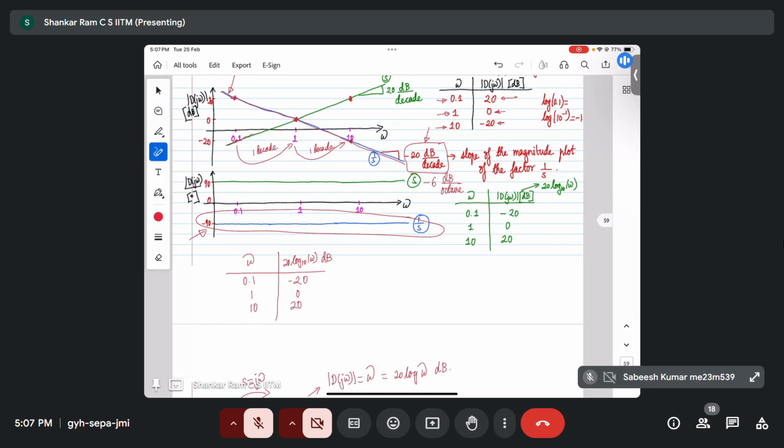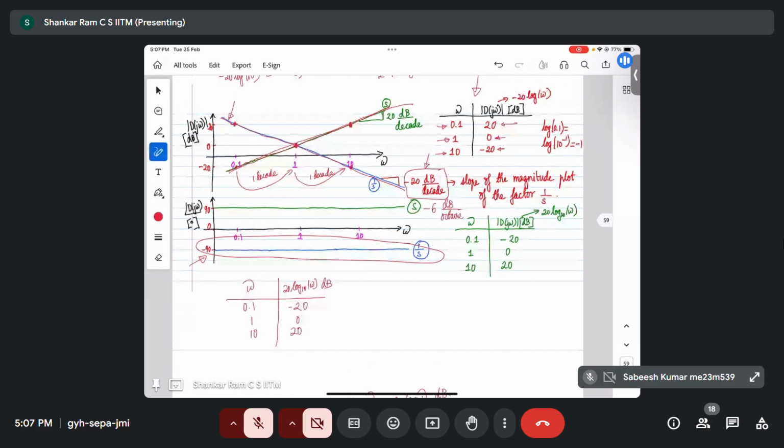Consequently, there is a straight line which can be drawn through all these 3 points in the log magnitude plot, and the slope of the curve is 20 decibels per decade. How did we figure this out? If we go from 0.1 to 1, we go 1 decade up, we go up by 20 decibels. Another 1 decade up, from 1 to 10, we go another 20 decibels, right? So the slope is 20 decibels per decade.